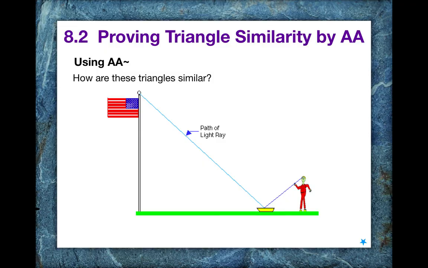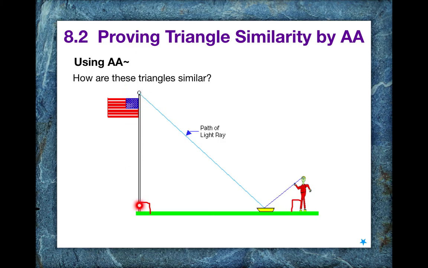Let's look at this last problem here, and this is what is called the mirror problem. We have a flagpole, and we're going to say that this forms a 90-degree angle with the ground. So it's a right angle with the ground. And we're also going to say that we have a person over here that forms a right angle with the ground. So there's going to be a right angle here. So we have two right triangles, and the ray of light is going to be the thing that creates the third side to our triangle.